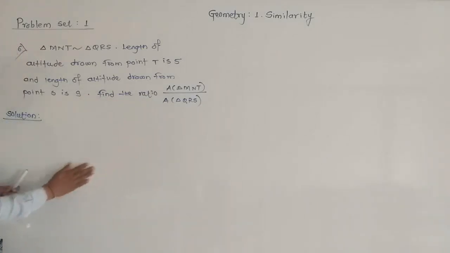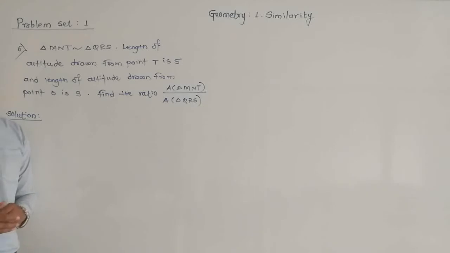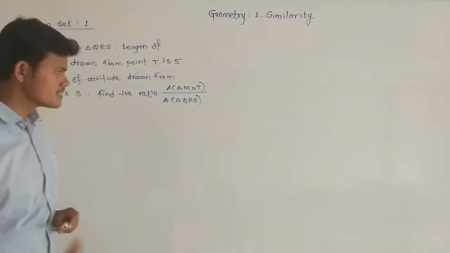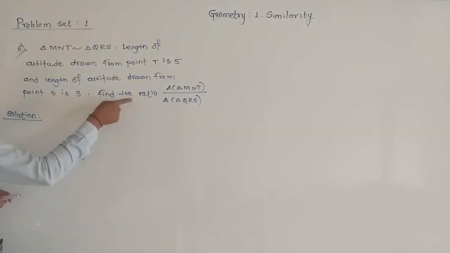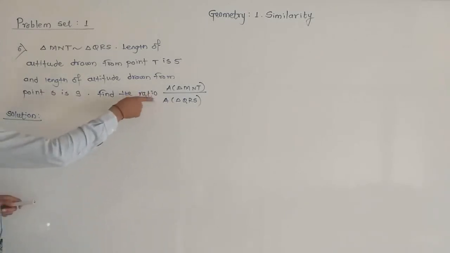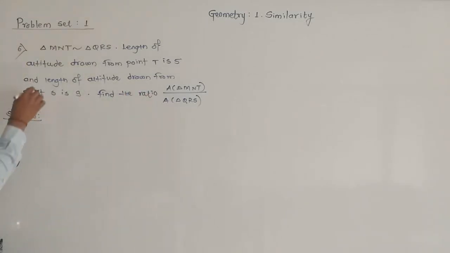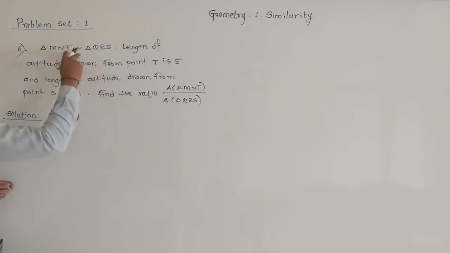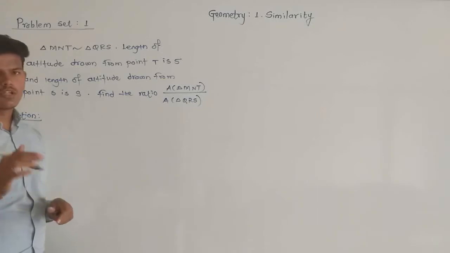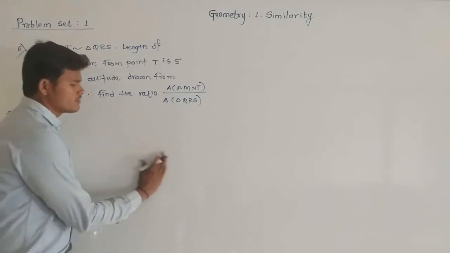Okay, so we know that if two triangles are similar, the ratio of areas of those triangles is equal to the ratio of the squares of their corresponding sides. But here we have to find the ratio of areas of the triangles, and for that the sides of the triangles are not given, but the altitudes of both the triangles are given. So remember one thing which is very important.